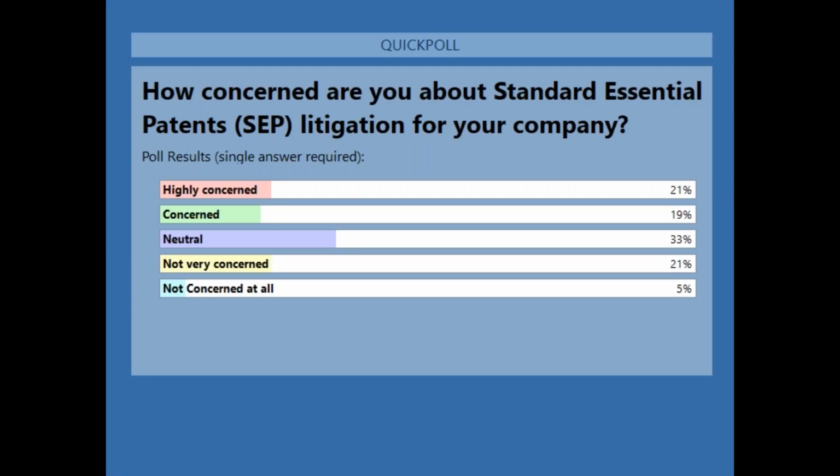All right, so pretty mixed here, actually. About 20% of you say highly concerned or concerned, then neutral at 33%, another 20% not very concerned, and only 5% not concerned at all. Let's move on to our next question.